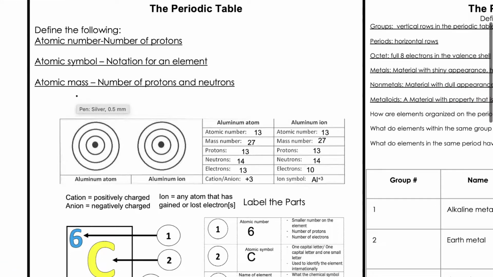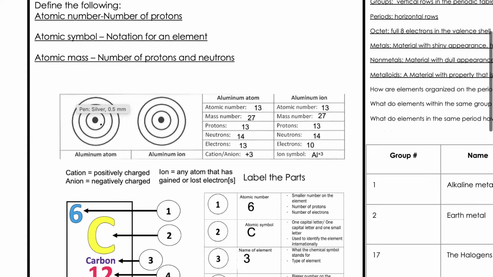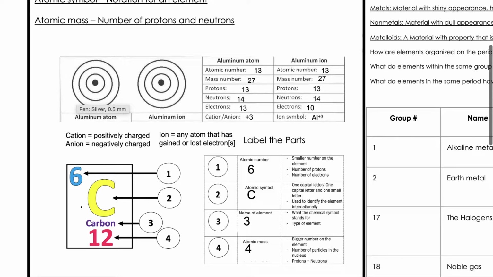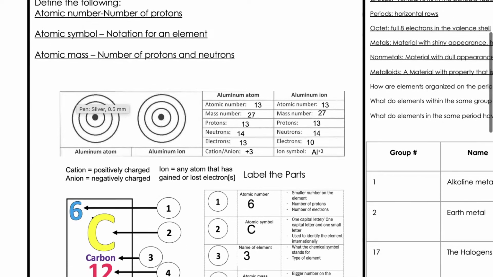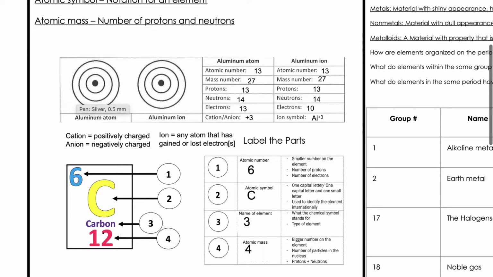Periodic table. Atomic number, number of protons. Atomic symbol, notation for an element. Atomic mass, number of protons and neutrons. Atomic number is basically this number on the top. Atomic symbol is the letter or the abbreviation for the element. Atomic mass is at the bottom here. It's the number of protons and neutrons.